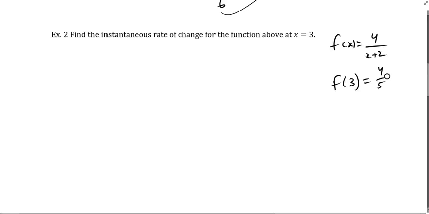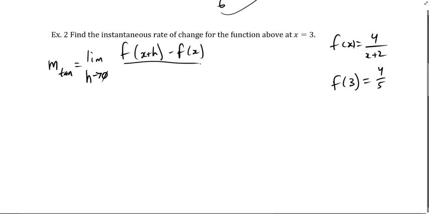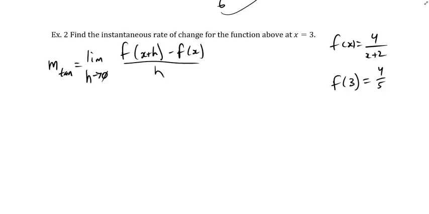So let's see. Slope of the tangent equals limit as h goes to 0 of f at x plus h minus f at x, over h. x is 3 for us. So 3 plus h, or h plus 3, might be a little bit of an easier way to do it.